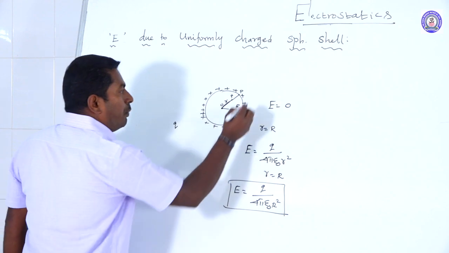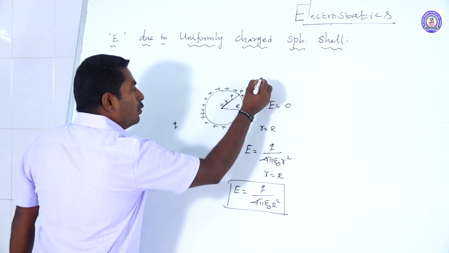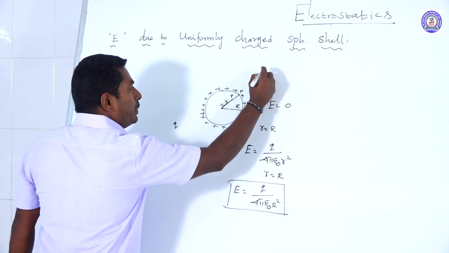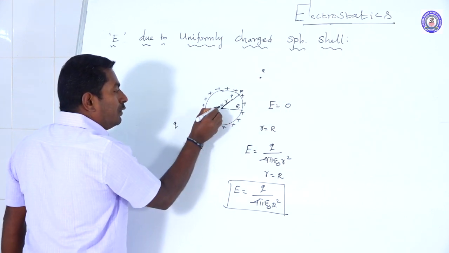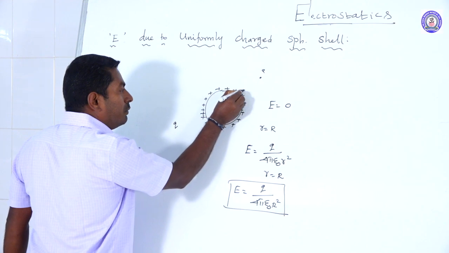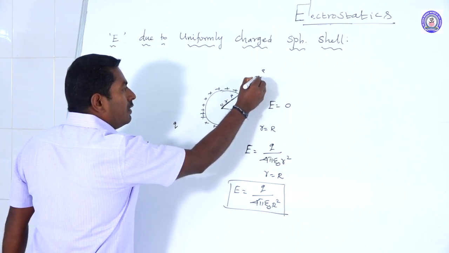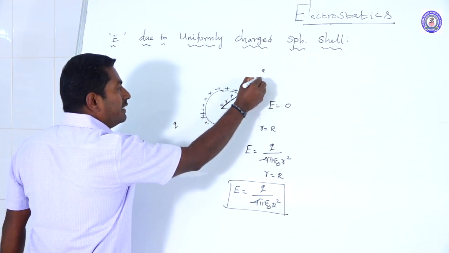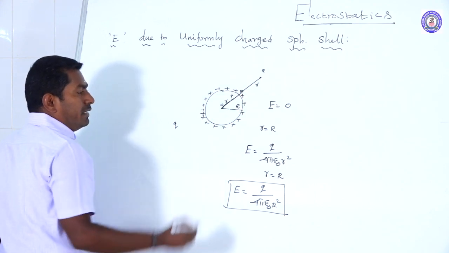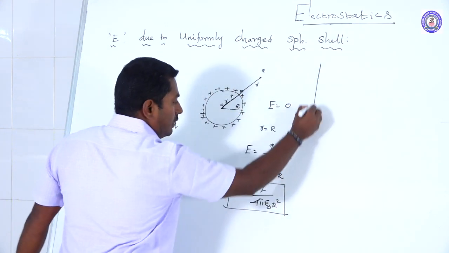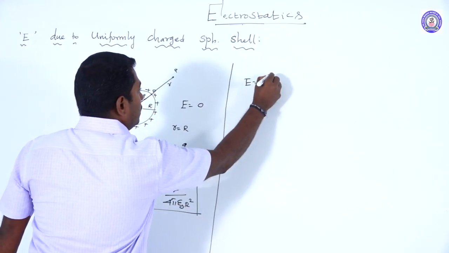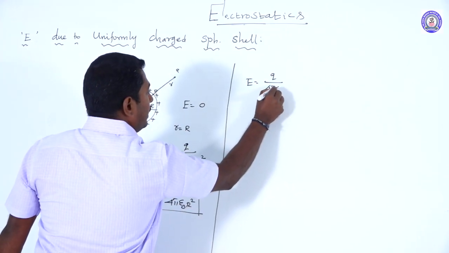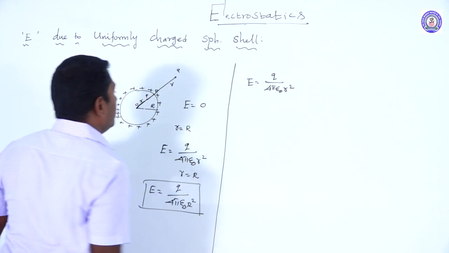Then we assume one point outside the uniformly charged spherical shell, P. Distance of the point P from the center of the uniformly charged spherical shell is r. What is the electric field intensity at this point P due to the uniformly charged spherical shell? E is equal to Q divided by 4 pi epsilon naught small r square.